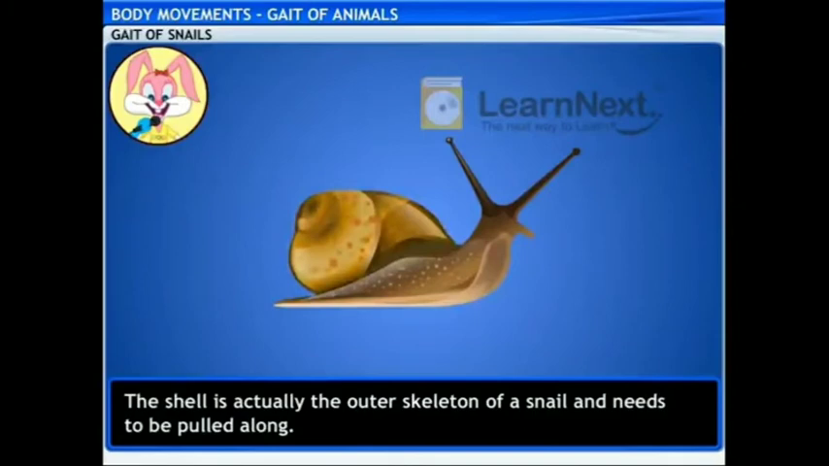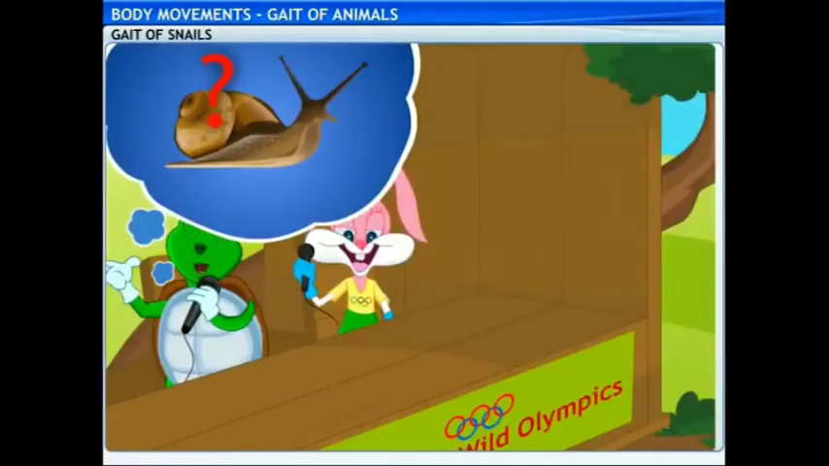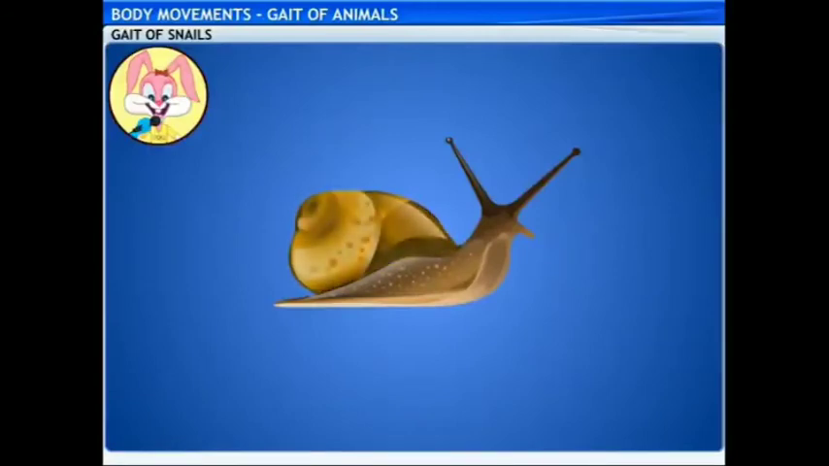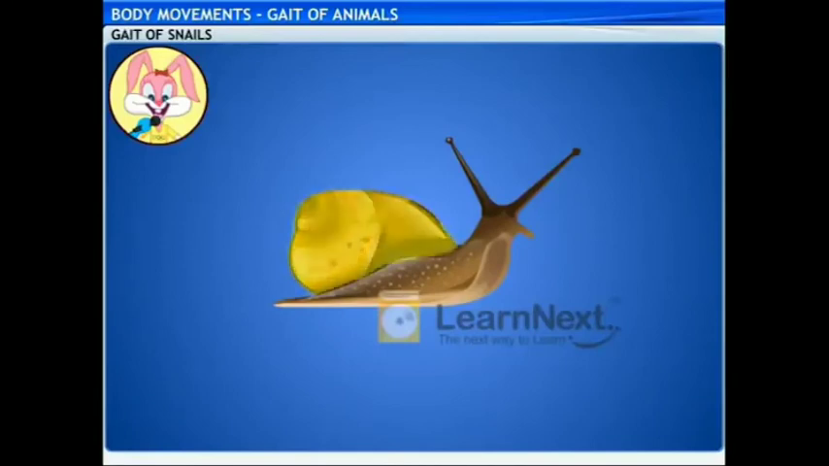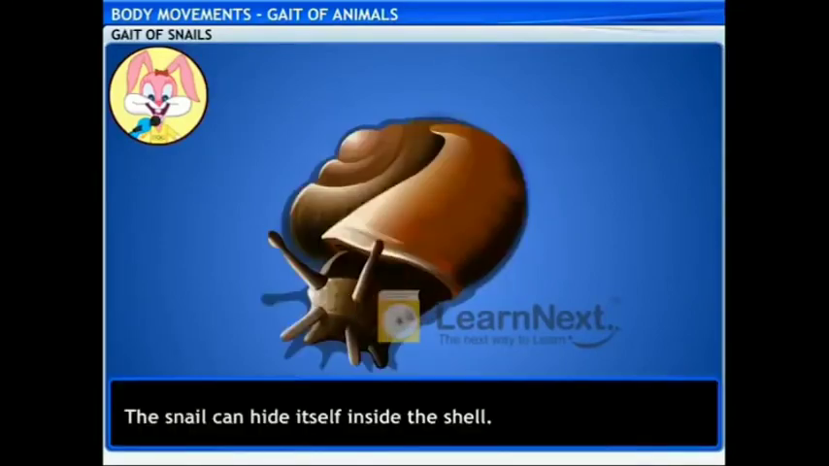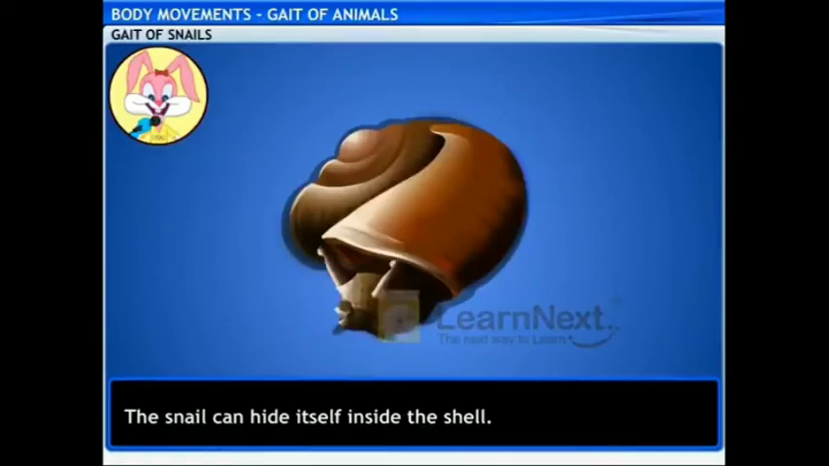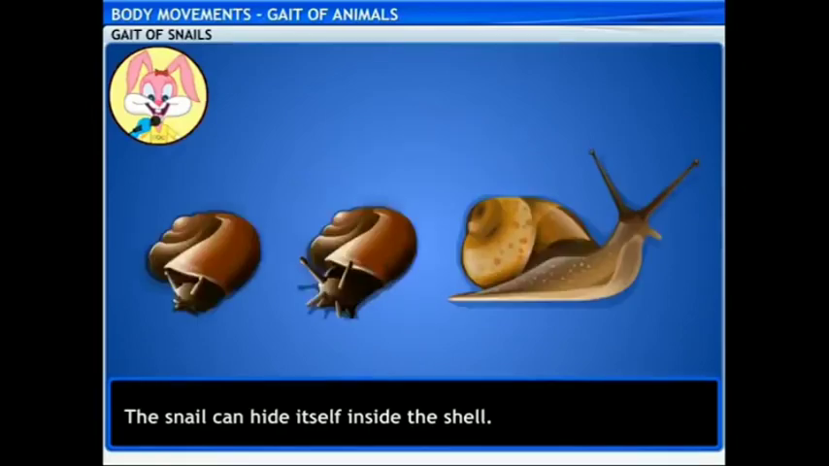Let us learn about the structure of the snail's body and how they move on a surface. The shell is actually the outer skeleton of a snail and needs to be pulled along. The shell is made up of calcium carbonate. It is a very hard structure, and that is why it can protect the soft and delicate body of the snail. The hard shell also protects the soft delicate body of the snail, and it helps them to hide itself.